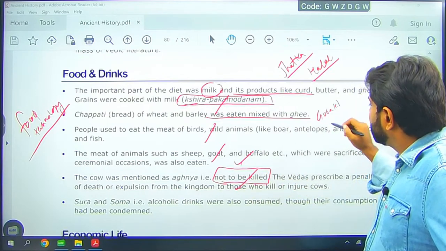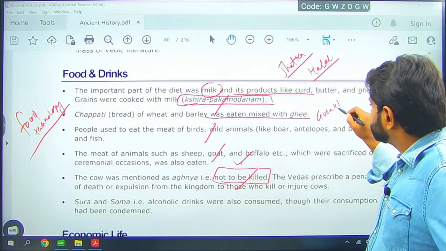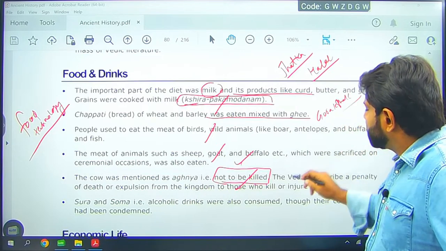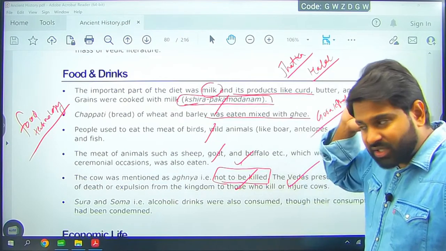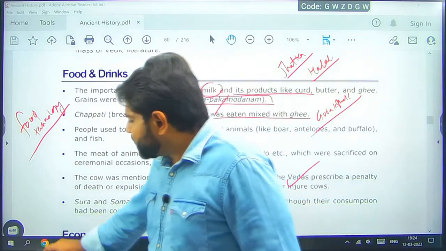Gorakshak. Why are we calling it Gorakshak? Because this is the asset now. Cow is becoming an asset. It is becoming part of the family. There is an emotional part in it.